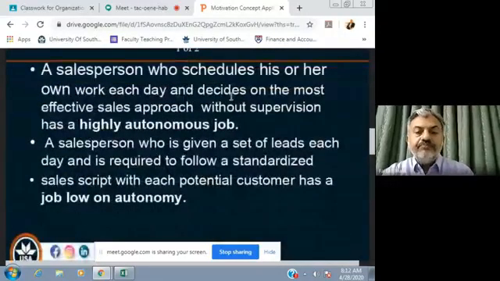Now we take the example of a salesperson. A salesperson who schedules his or her own work each day has the freedom to schedule their own work, and decides on the most effective sales approach without supervision, has a highly autonomous job. So they decide on their own what type of sales strategy they are going to adopt, and nobody is supervising them. They have been told that these are the 60 shops where you need to go and sell the product.